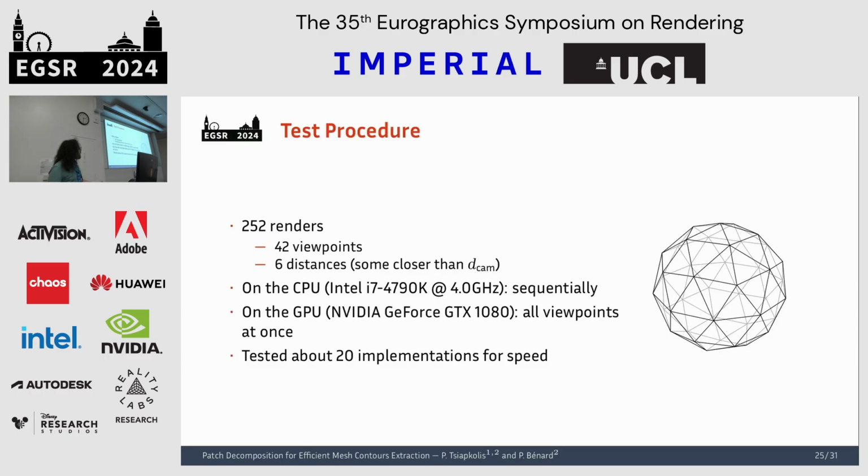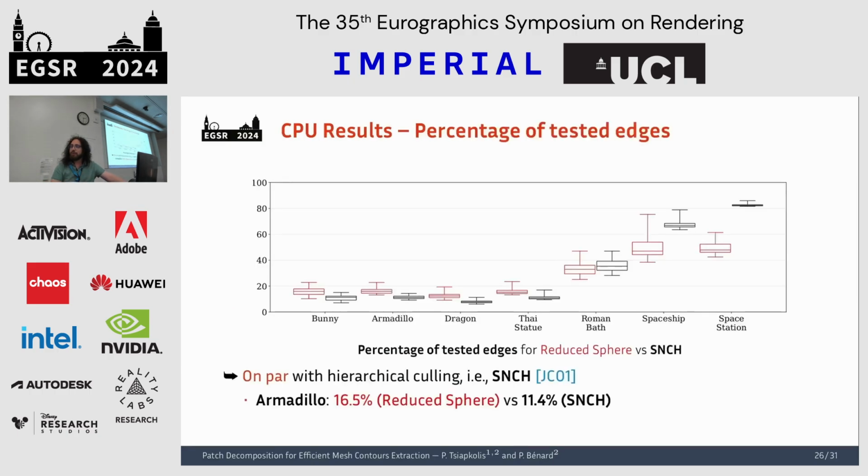On the CPU, we do that sequentially. On the GPU, we estimate all viewpoints at once. And that's not scientific, but I actually made a lot of implementations to find which one works faster, with the buffer order, all of that. So even the brute force is quite fast.